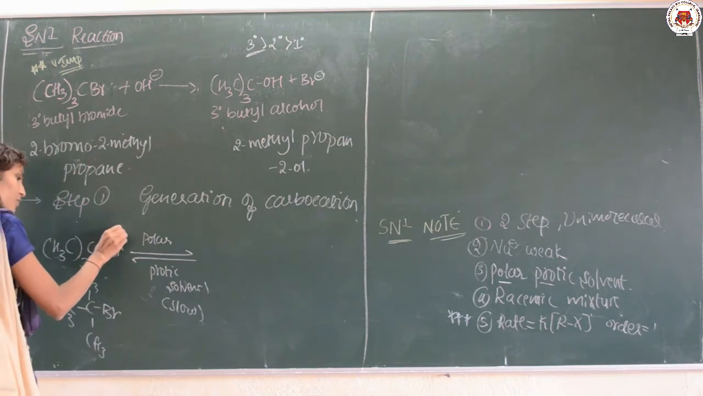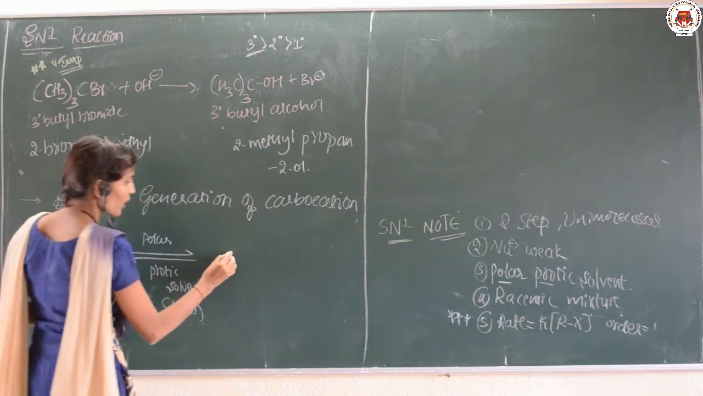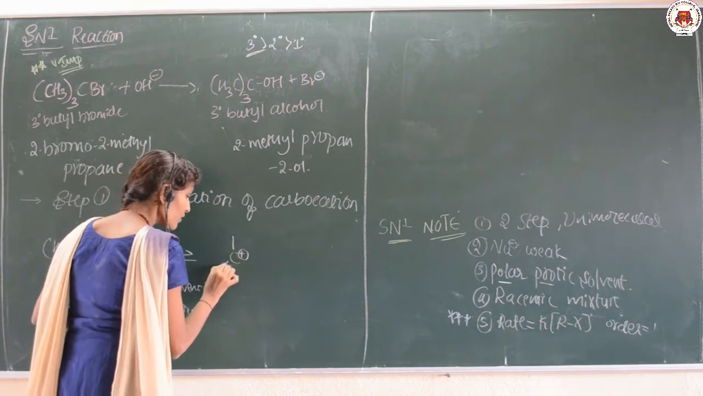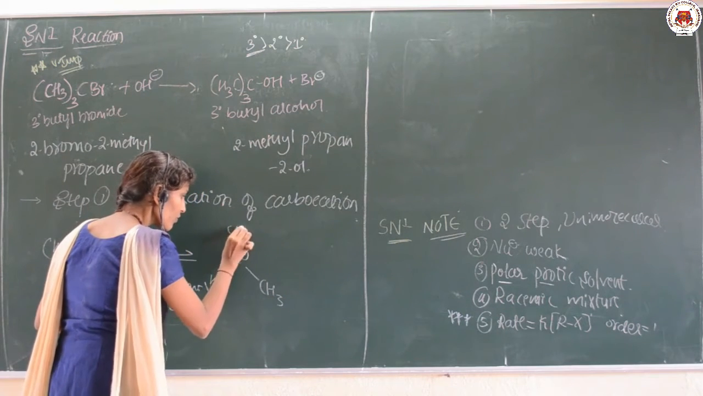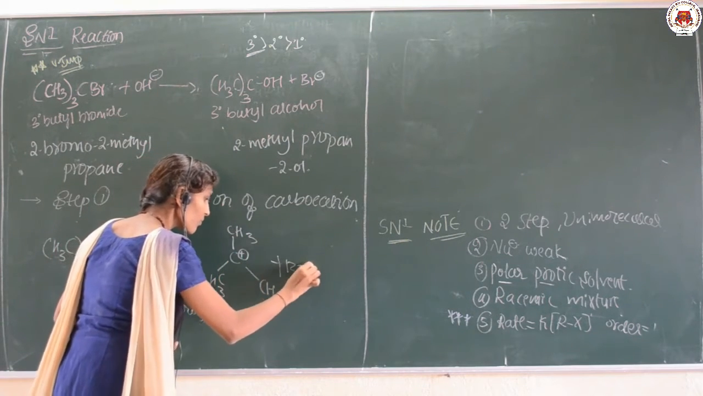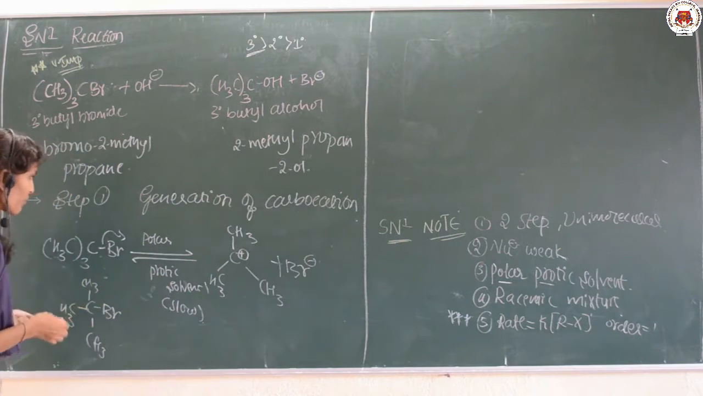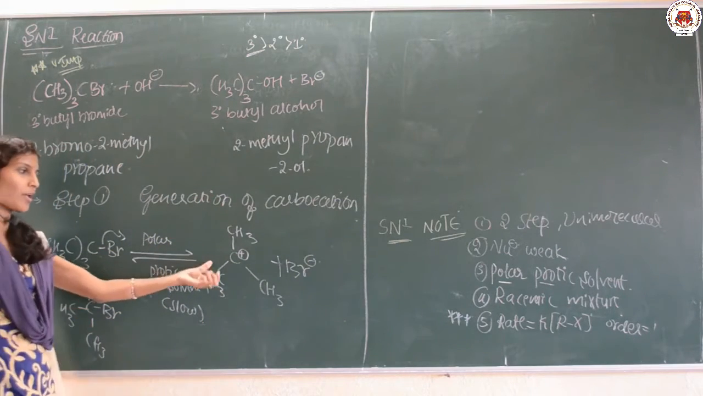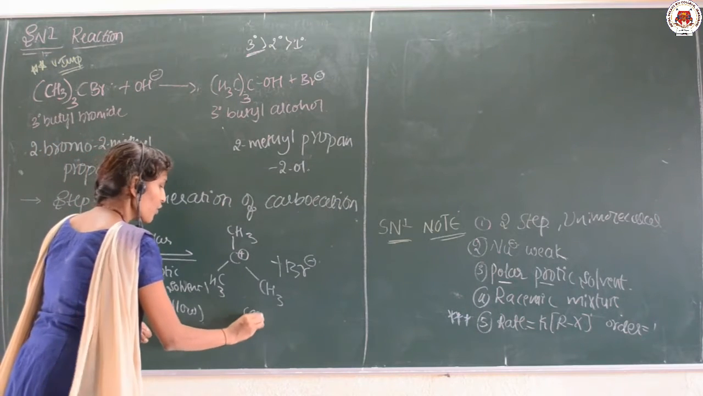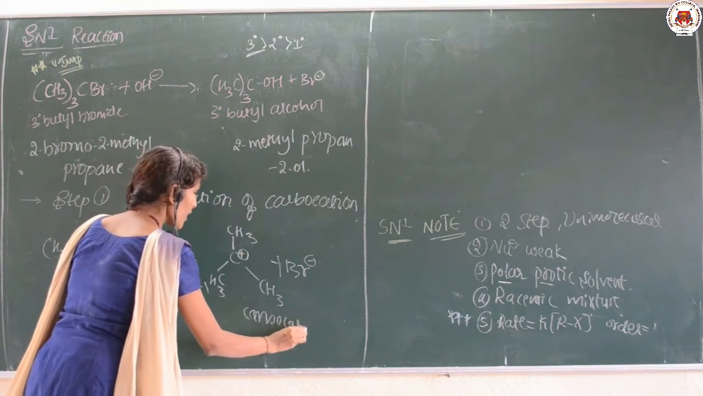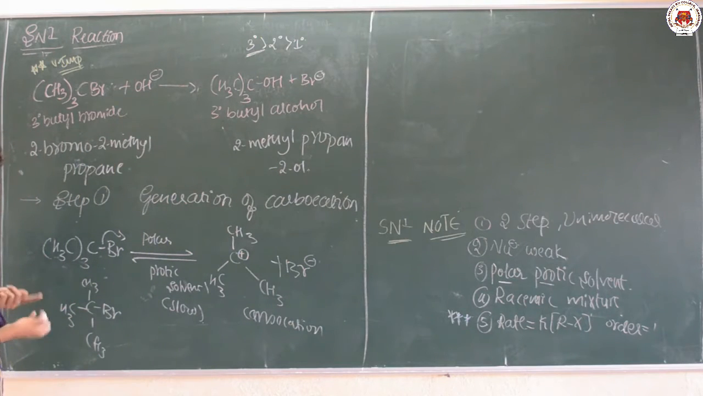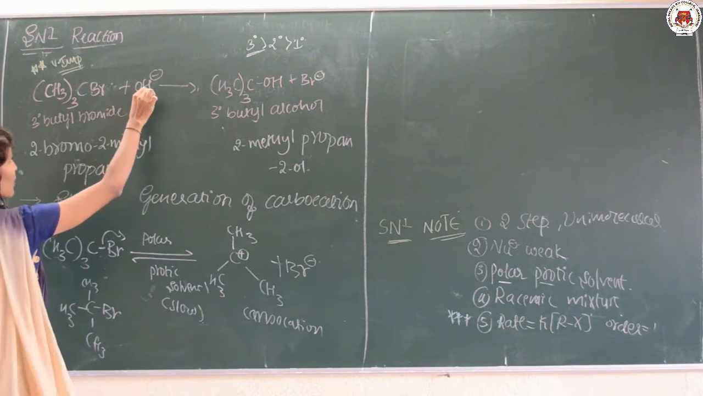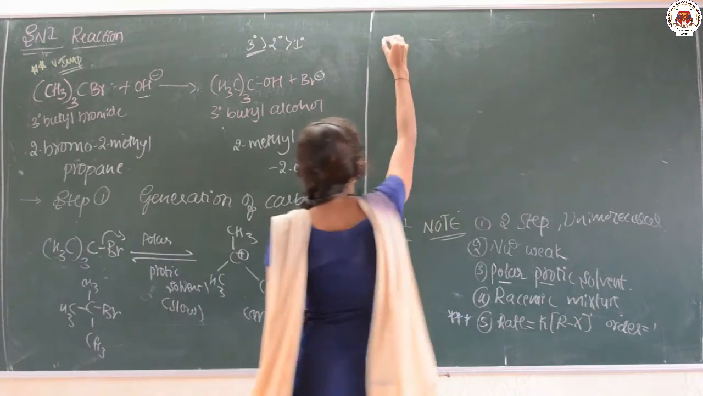What happens is this Br gets detached, and there is a formation of the carbocation. Yes or no? This is the first step, generation of the carbocation. The tertiary butyl carbocation is generated. This first step is completed. Now what about the next step? Next is simple, that is the attack of the nucleophile. What is the nucleophile? The nucleophile is nothing but OH minus.